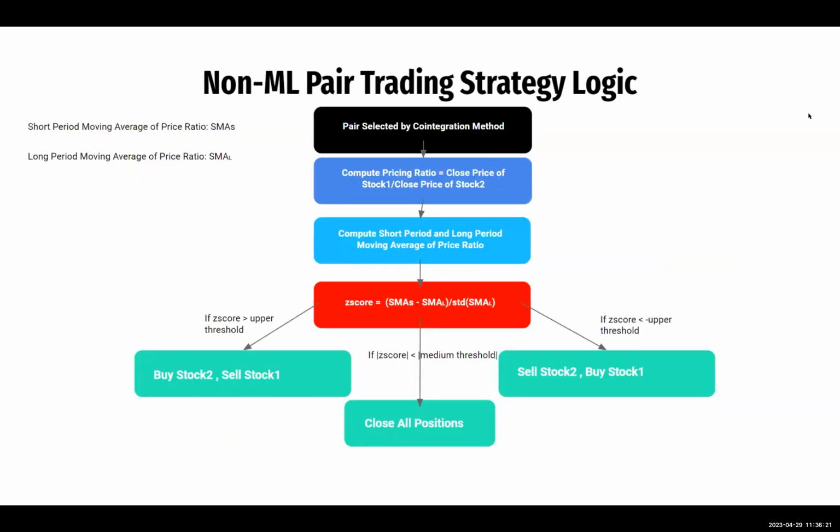This is our logic for the non-machine learning pair trading. First of all, we select the pair by the co-integration method, and then we compute the price ratio by dividing the two prices of the two stocks, and then we compute the short period and long period moving averages of the price ratio. Later on, we compute the Z-score based on the short period and long period moving averages, and also the standard deviation of the long period moving average of the price ratio. If the Z-score is larger than the upper threshold, then we buy stock 2 and sell stock 1. If the Z-score is smaller than the negative upper threshold, we reverse the action. And finally, if the absolute value of the Z-score is smaller than the absolute value of the median threshold, then we close all the positions.